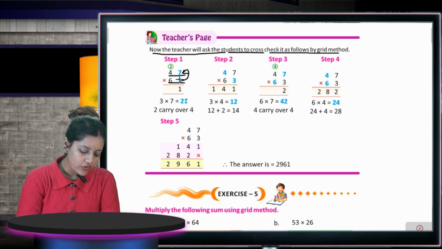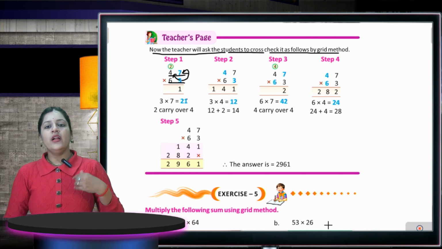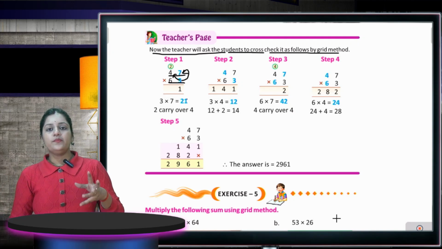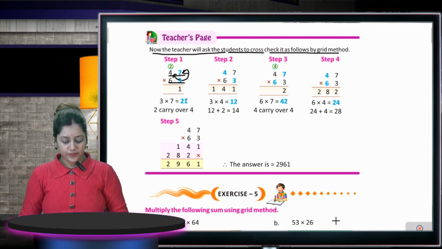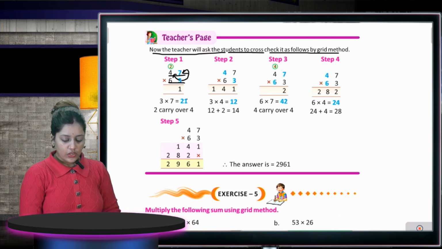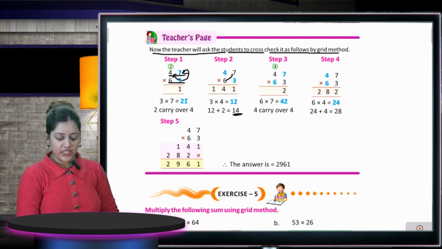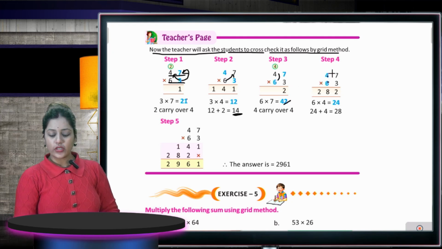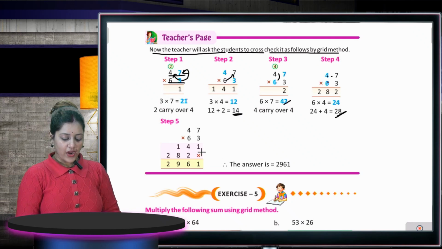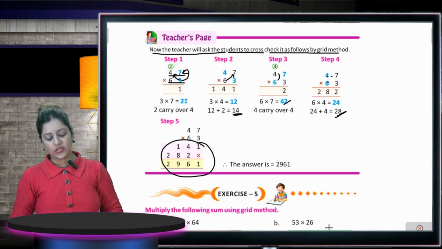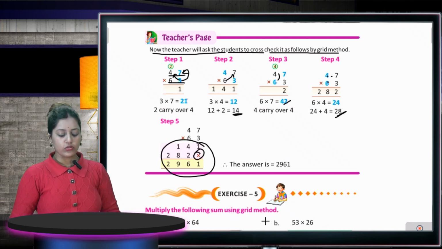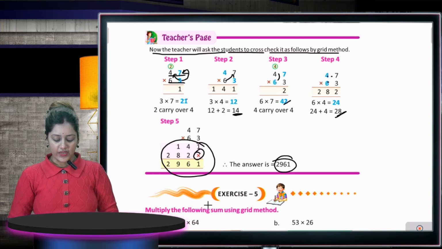So it is 24. Now 3 with 4. So 4 threes are 12, 12 to carry over. That is 2 and 14. Understand? Here 40. Now after that multiply 6 with 7. 6 sevens are 42 and 4 is carry over. Now 4 is multiplied by 4. 6 into 4 is 24, plus 4 is 28. So finally it is written 2961 and you have to cross also here. So the answer is 2961.